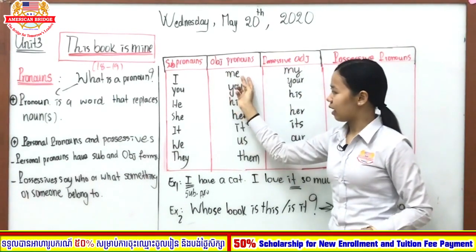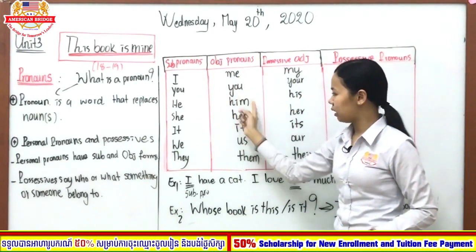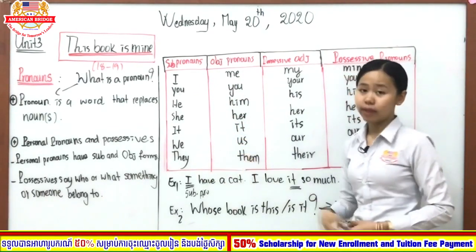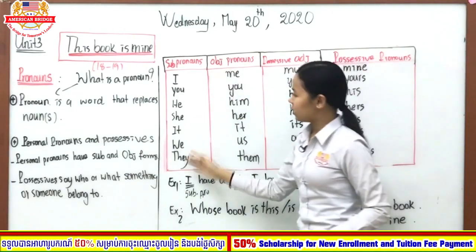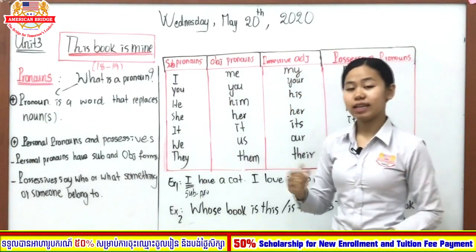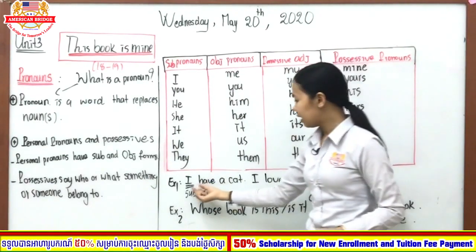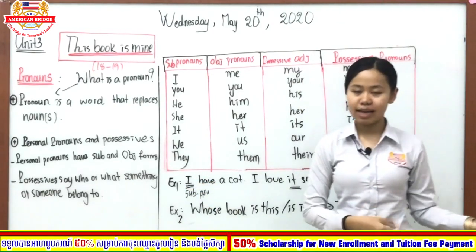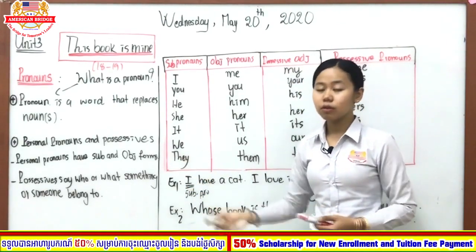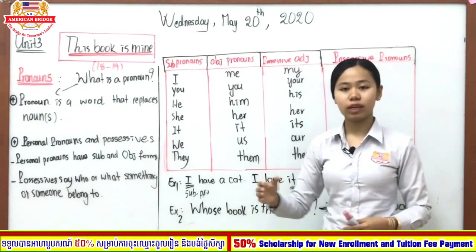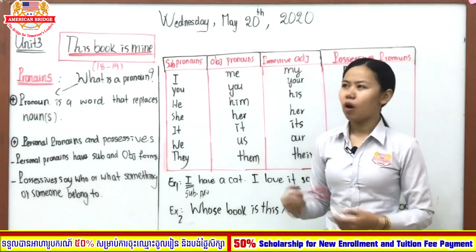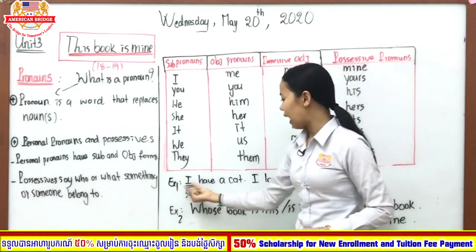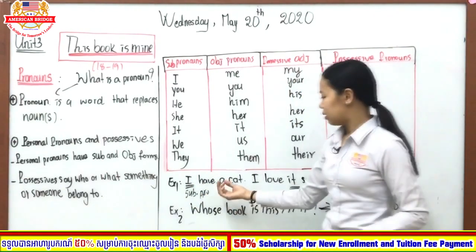So I becomes me as an object pronoun, you stays the same, he becomes him, she becomes her, it stays the same, we becomes us, and they becomes them. But I, you, we, they, he, she, it are the subject pronouns. They function as the subject in the sentence, and they stand before the verb, like I have, she has, she goes to school, I go to school. Or we can say I study English. So you put it in front of the verb, and I here functions as the subject.